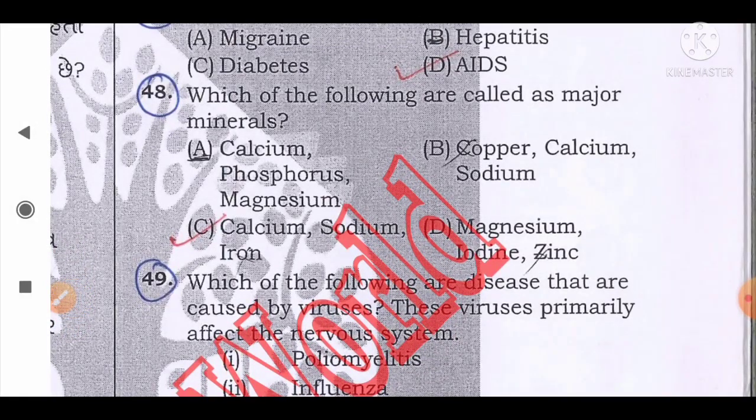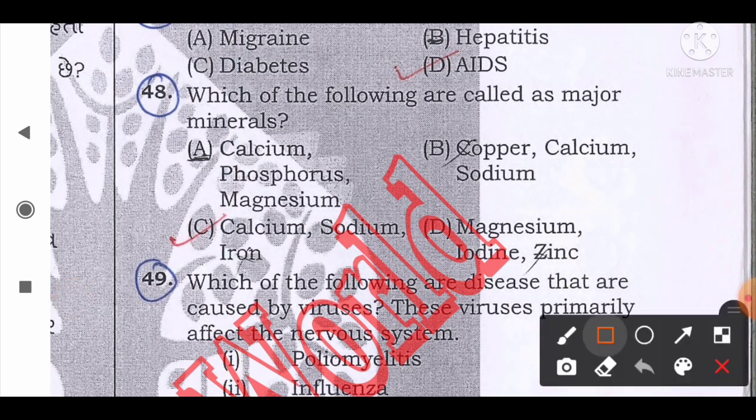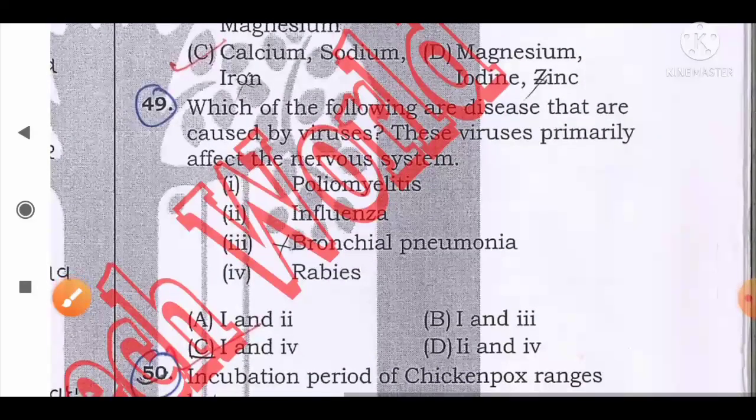Which of the following are called as major minerals? A, calcium, phosphorus, magnesium. B, copper, calcium, sodium. C, calcium, sodium, iron. D, magnesium, iodine and zinc. And the correct answer for this question is C, calcium, sodium and iron are the examples of major minerals. So option C is the correct answer for this question. Move to the next question number 49.